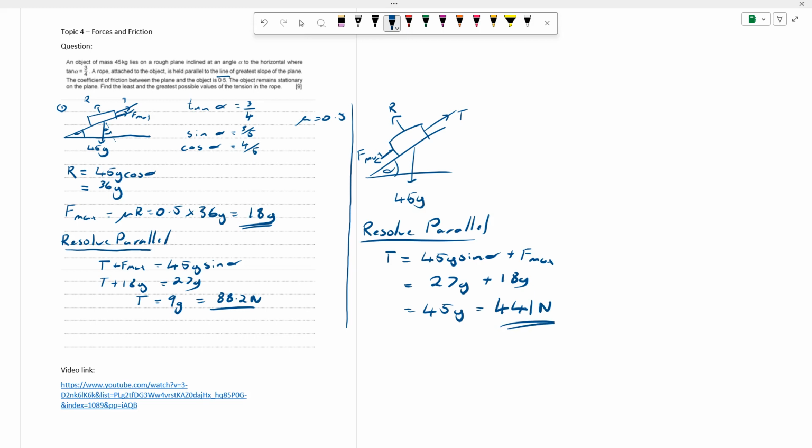Okay, so the smallest it could have been is 88.2, and that's me stopping it sliding down, and the biggest it could have been is 441.1. Okay, and that would be me about to pull it up the slope. It's two slightly different scenarios you've got to consider there about what's happening.